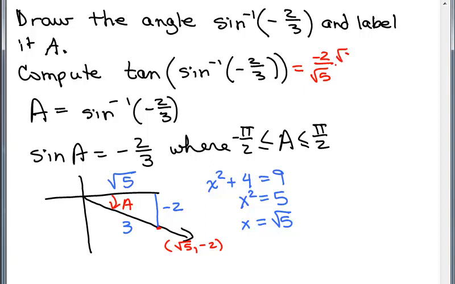And then I'd rationalize the denominator by multiplying the top and bottom by square root of 5. Let's see, negative divided by a positive is simply negative. So I have negative 2 square roots of 5 all over 5.